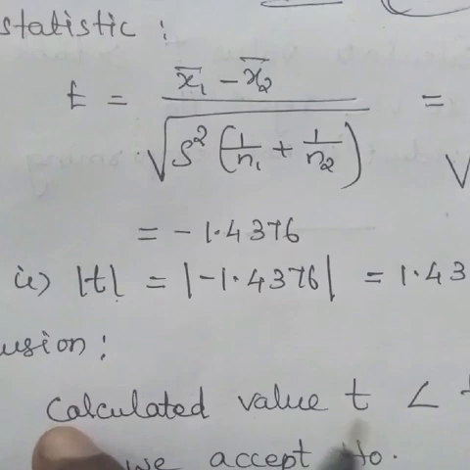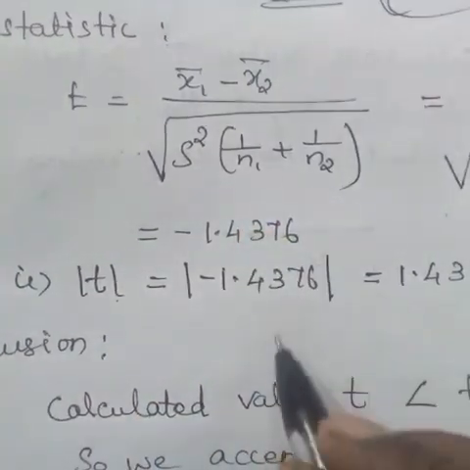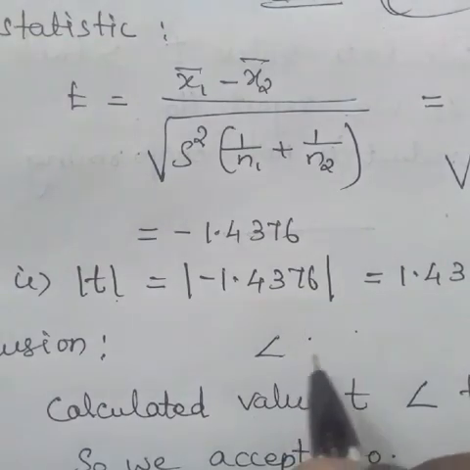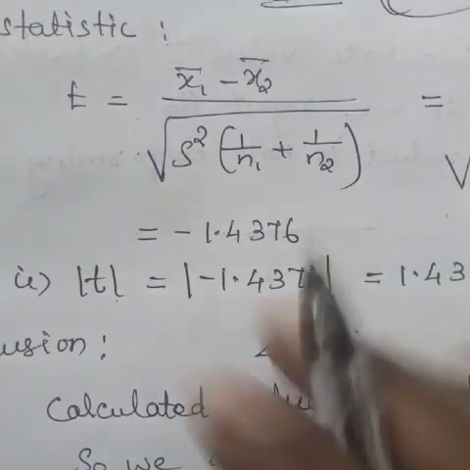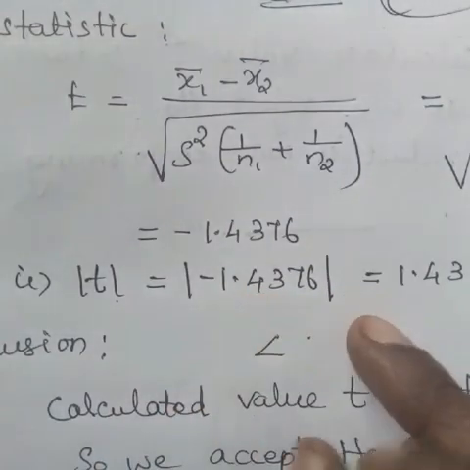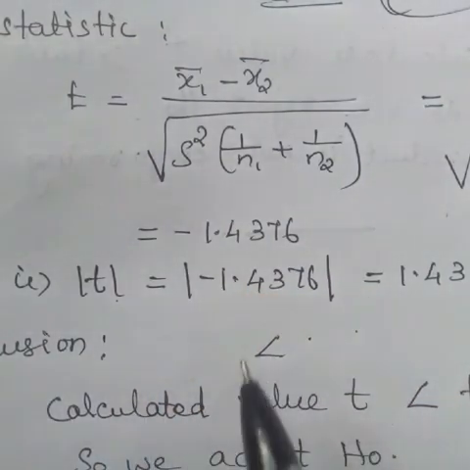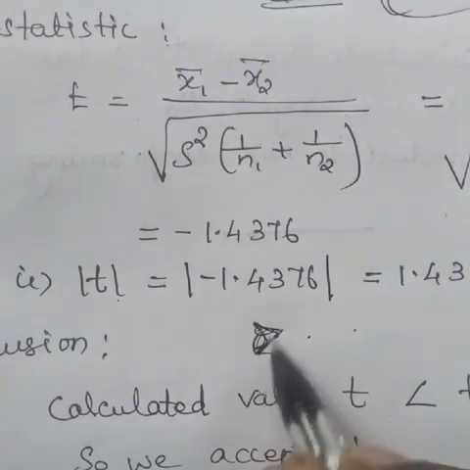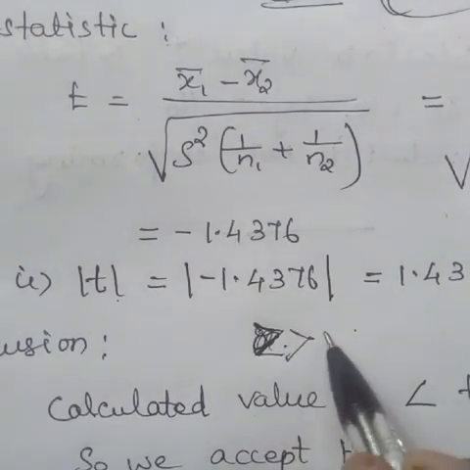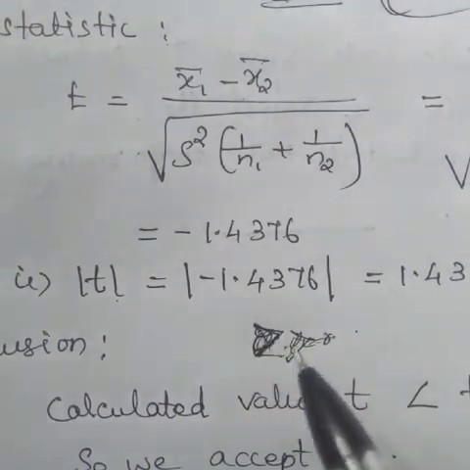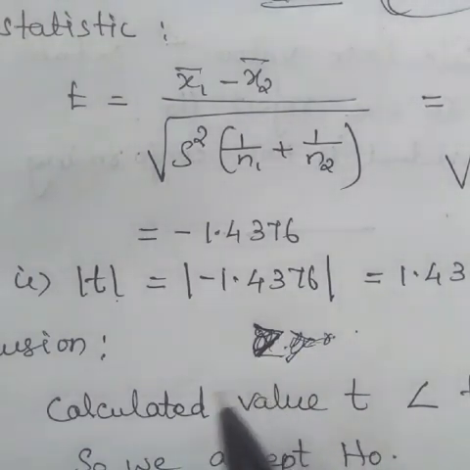Now the conclusion: if the calculated value is less than the table value, we accept H naught. We accept H naught means there is no difference between the two population means or the two sample means. If the calculated value is greater than the table value, we reject H naught. H naught rejected means H1 is automatically accepted.